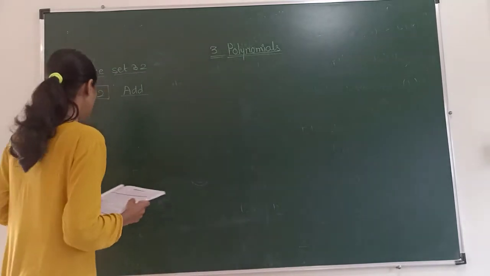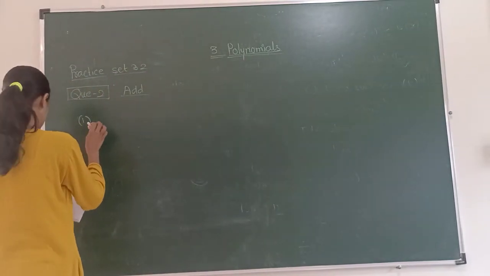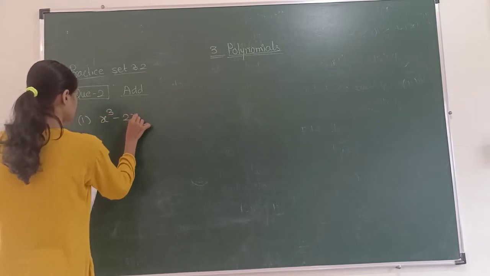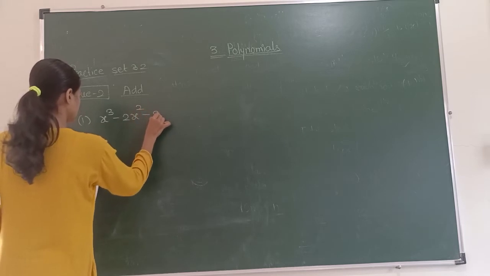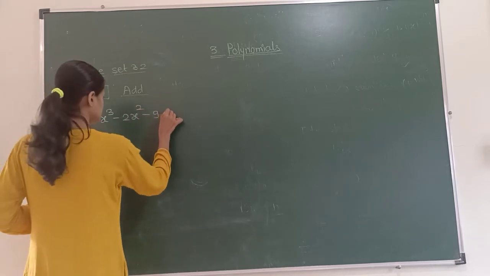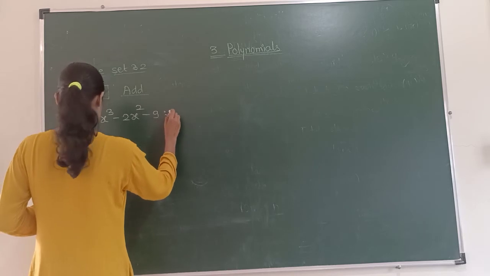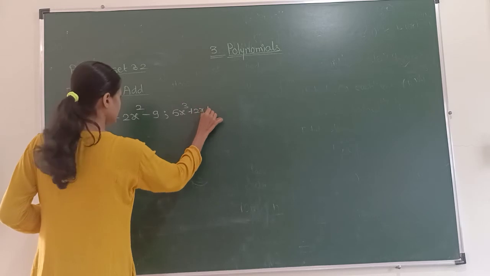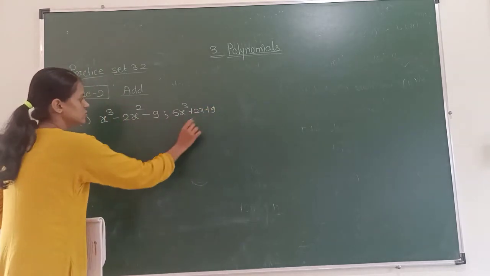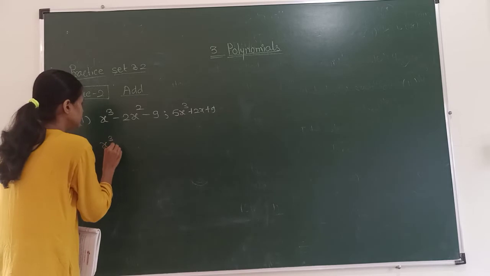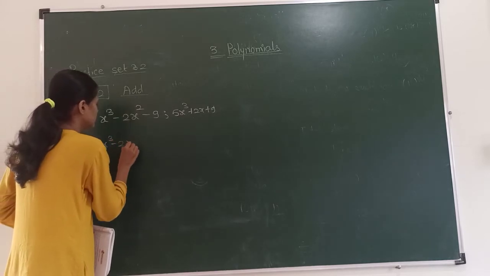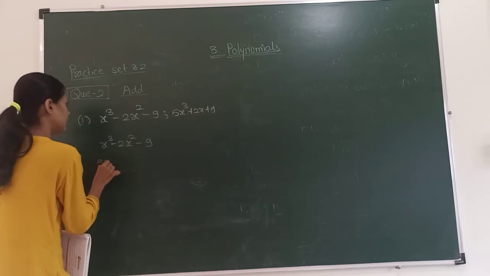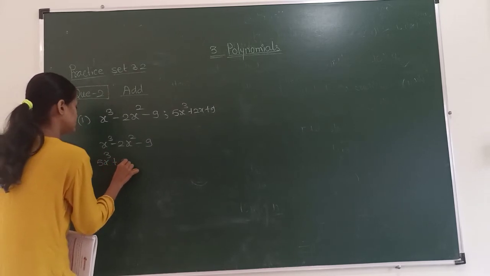So question number 2, first sub question I am writing. They have given us 2 polynomials: x raised to 3 minus 2x raised to 2 minus 9. This is the first one, and the second one is 5x raised to 3 plus 2x plus 9. We have to add these 2 polynomials. We will write it in the addition form: minus 2x square minus 9, 5x raised to 3 plus 2x.